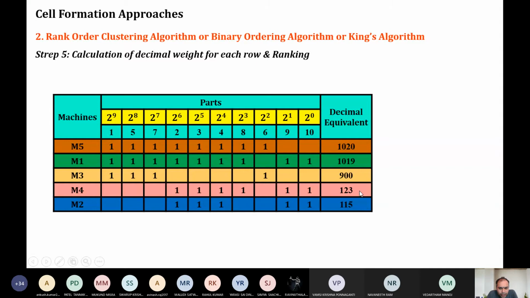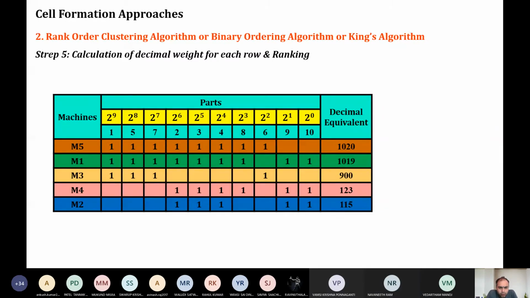So can you rank these numbers from higher to lower? 1, 2, 3, 4, 5. Yes, sir. Okay, is there any change in the ranking now? No, sir. Is any rearrangement required? No, sir.